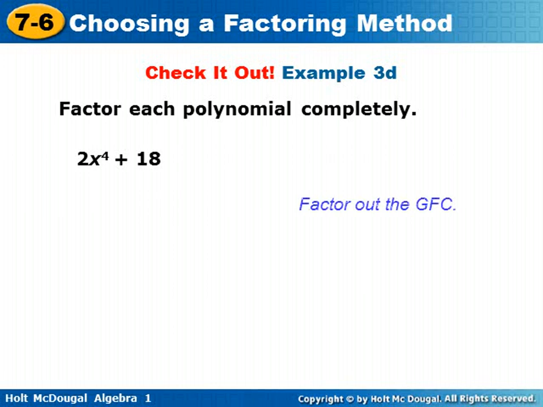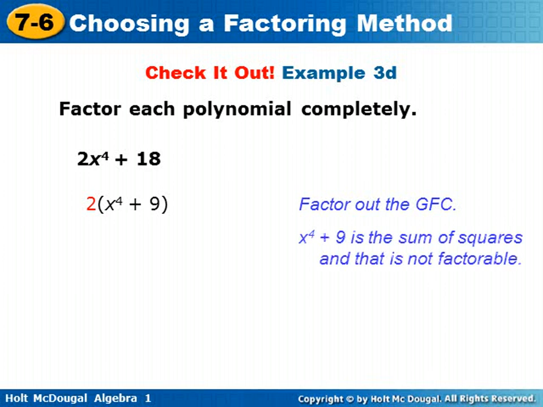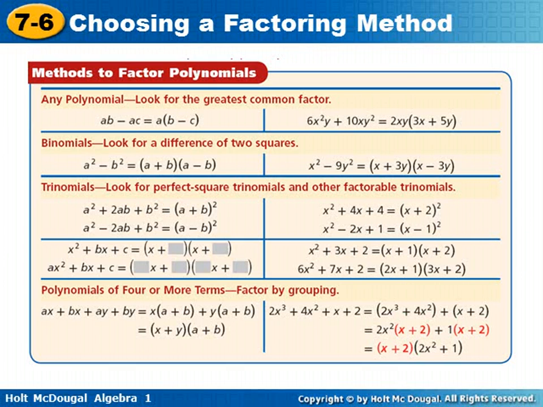2x to the 4th plus 18, we have to factor out the greatest common factor, which is a 2. So you get 2 times, in parentheses, x to the 4th plus 9. And x to the 4th plus 9 is the sum of squares, but that's not factorable. Remember, you can only do difference of squares. So 2 times x to the 4th plus 9 is completely factored.